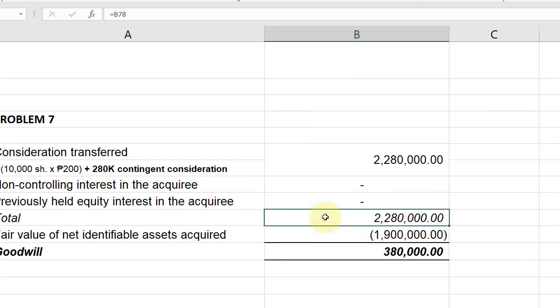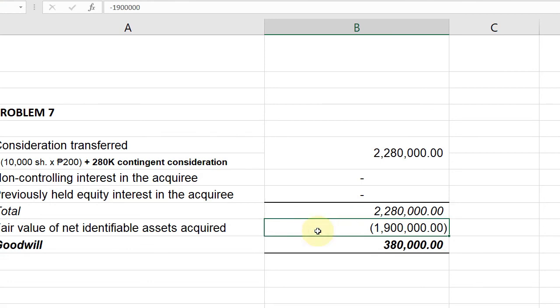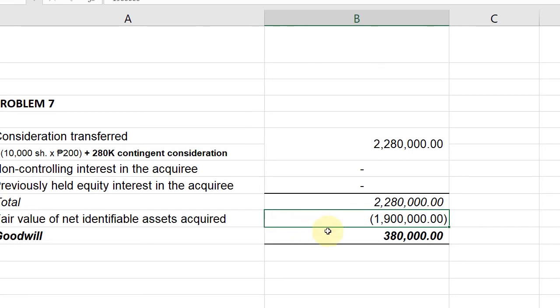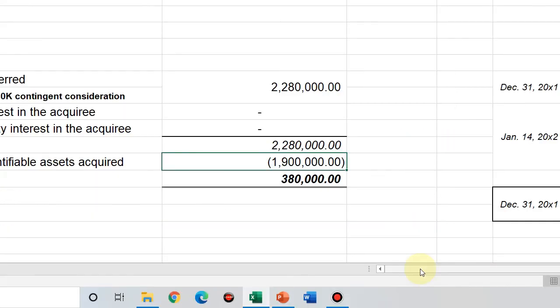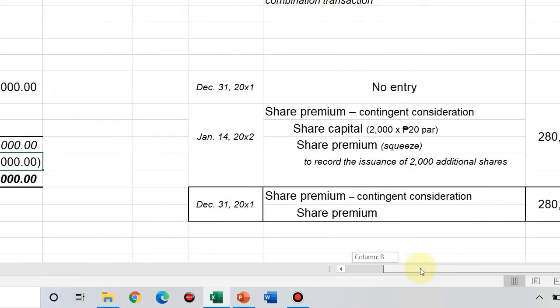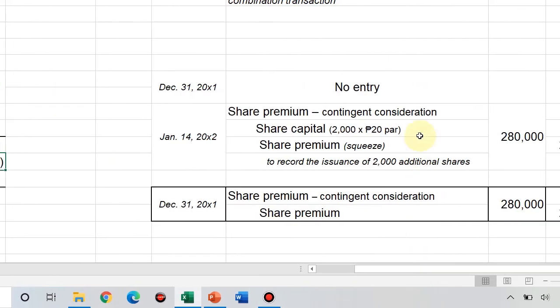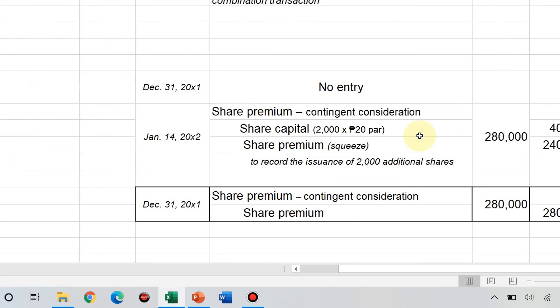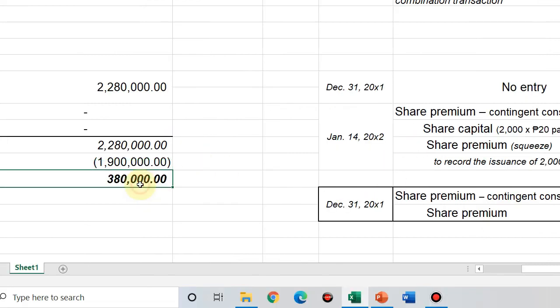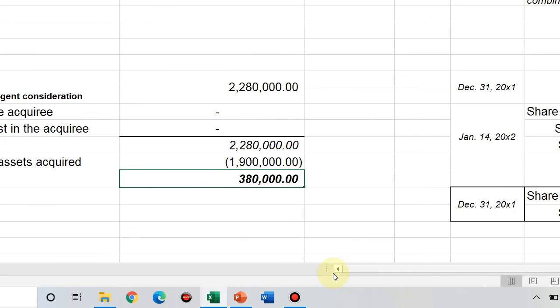Okay, so 2,280,000, less fair value of net identifiable assets acquired, that's 1.9 million given na, you get total goodwill of 380,000. Okay, so at acquisition date, fair values, so kailan ba siya nag-acquire? So 380,000. So nasagot na pala yung letter A. Okay, so nasagot na yung goodwill na 380,000.